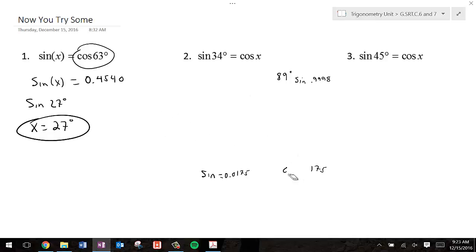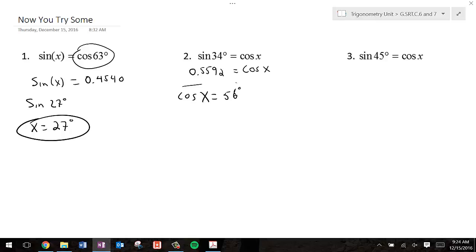So let's take a look at 2 and then a 3, and we'll let you try 4, 5, and 6. We'll come back with those answers. So the sine of 34, looking at our table, is 0.5592. And I'm looking for x here. Well, if we look through our table for 0.5592, we end up getting 56 degrees. X would have to be 56 degrees to get cosine there in order to have our answer.